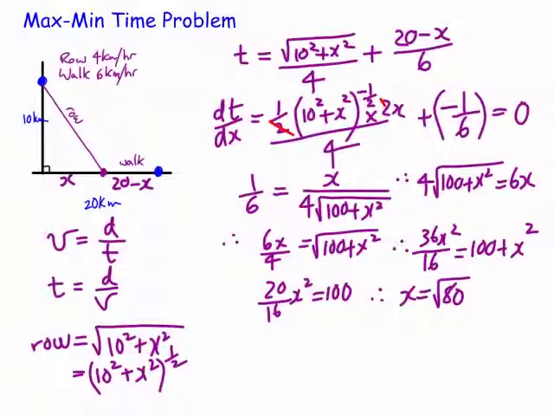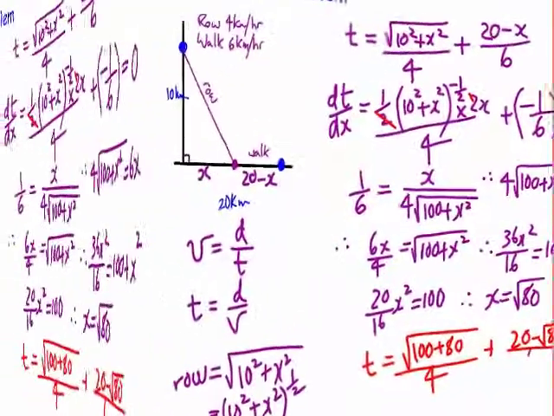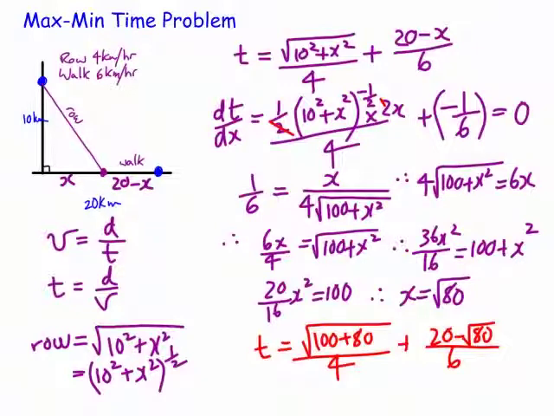So if we put in the square root of 80 for x, the time would be the square root of 100 plus, well, x squared is actually 80, plus 80, all over 4, and then we have 20 minus root 80 over 6. This turns out to be about 5.1967 hours, so about 5.2 hours to 1 decimal place.